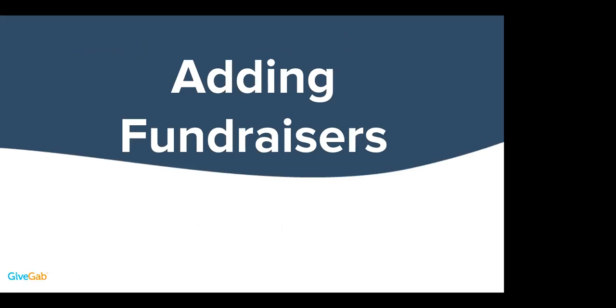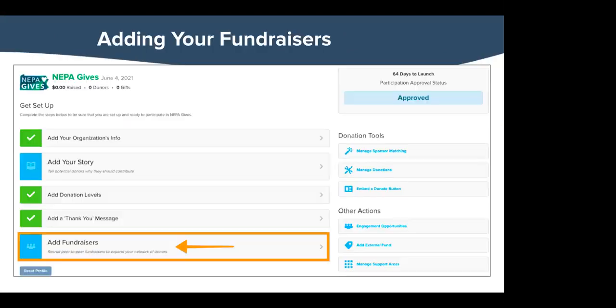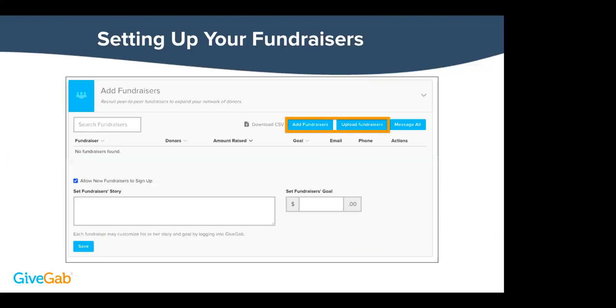So in this next section, I want to dig a little deeper in how you can start adding fundraisers in the back end of your profile. Now, as I mentioned earlier, fundraisers can be invited right in your Giving Day dashboard through that Add Fundraisers tab at the very bottom there. When that tab expands, you'll see a blue Add Fundraisers button in the upper right corner. You're able to use this button to add one fundraiser at a time, or you can use that Upload Fundraisers button to mass import from a spreadsheet.